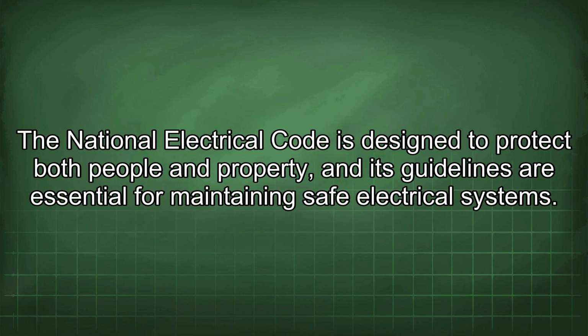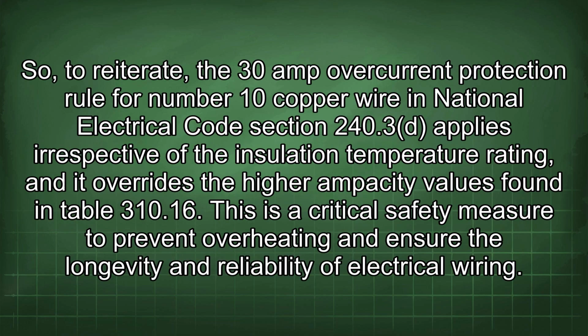The National Electrical Code is designed to protect both people and property, and its guidelines are essential for maintaining safe electrical systems. So, to reiterate, the 30 amp overcurrent protection rule for number 10 copper wire in National Electrical Code section 240.3 applies irrespective of the insulation temperature rating, and it overrides the higher ampacity values found in table 310.16. This is a critical safety measure to prevent overheating and ensure the longevity and reliability of electrical wiring.